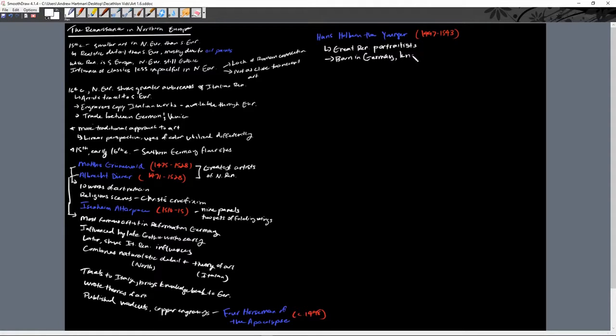He's born in Germany, but he is best known for his English work, especially as the court painter of Henry VIII, the same Henry VIII who created the Anglican Church. So he becomes court painter to Henry VIII. His portrait of Henry VIII shows his talent for presenting details.